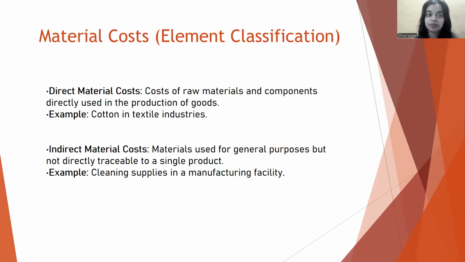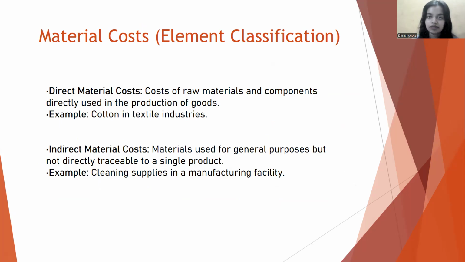So, let us first see material cost. The material cost has two types, direct and indirect. Let us first see direct material cost. It is the cost of raw materials and components directly used in the production of goods and services. It is called direct material because the cost that has been incurred is used directly to produce something or directly used in the manufacturing process. An example is cotton in textile industries.